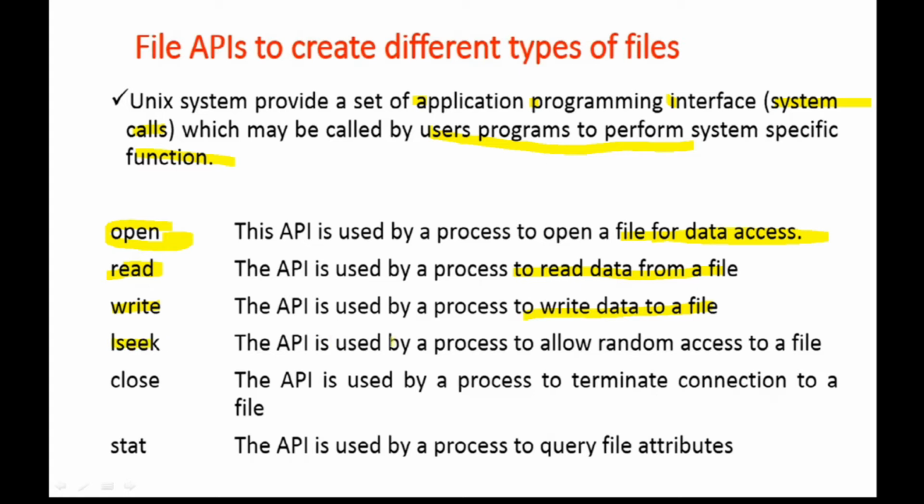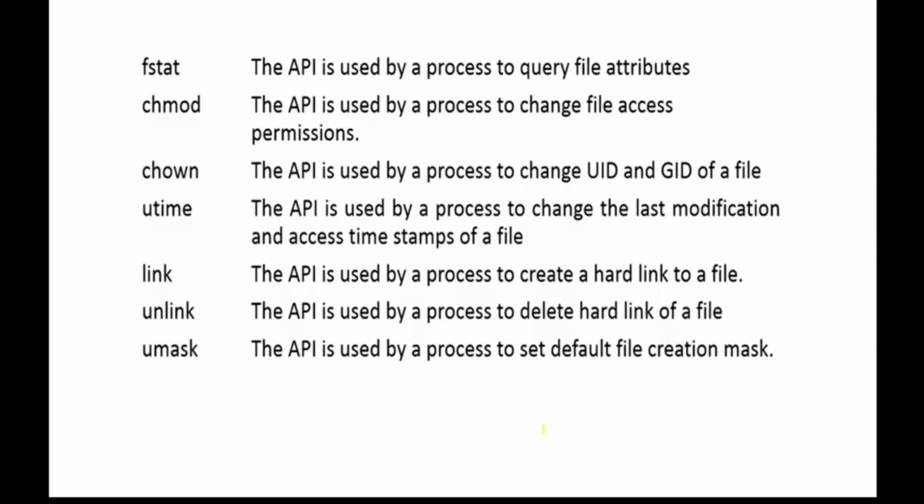lseek is there to allow random access to the file. Whenever you are using read on a file, the data will be accessed sequentially. So if you want to access the data randomly, for example, after reading the first line, I want to read the fifth line, in that case you are going to make use of lseek. Then close is there. It is used by the process to terminate the connection to a file. Then stat is there. It will be used to query the file attributes. To access the attributes of the file, you are going to use stat.